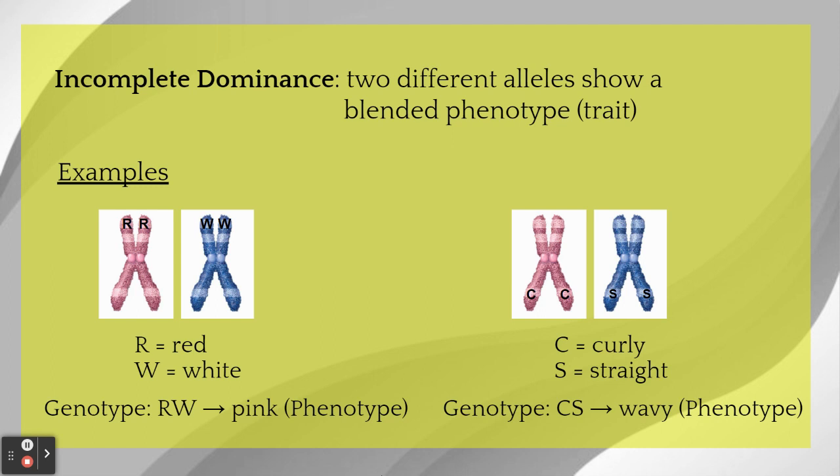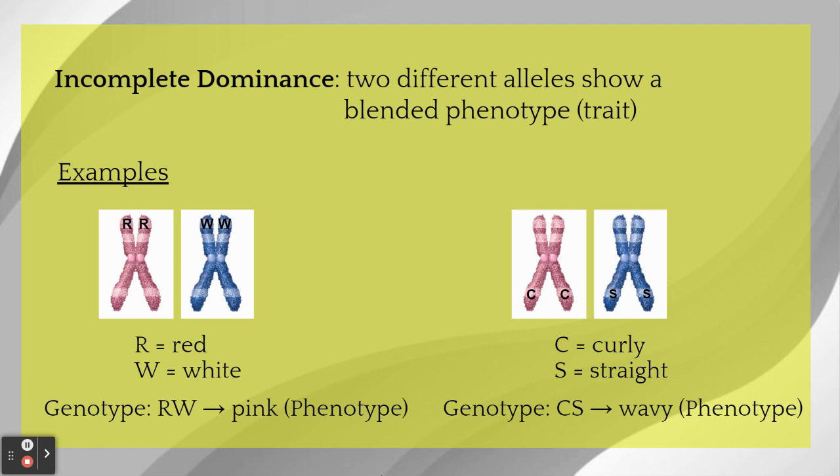For incomplete dominance, this is when two different alleles show a blended phenotype or trait. And so for this example, it looks like we have an R allele for red color and a W allele for white color. If an organism inherits each of those alleles, so they're heterozygous and they're RW, then those colors are actually going to mix together to make a pink phenotype. So you're mixing together red and white to make a new phenotype, which is pink.